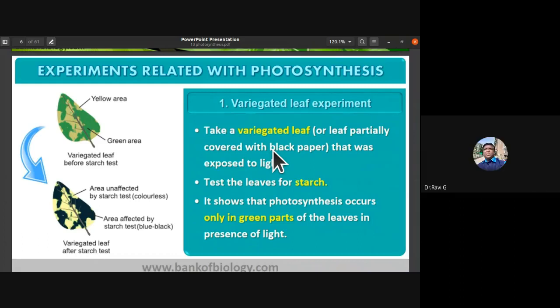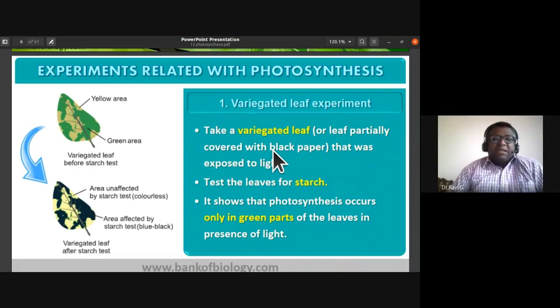So this variegated leaf experiment is there. Take a variegated leaf, any variegated leaf like coleus or croton, or a leaf partially covered with black paper. If you don't have any variegated leaf, you cover the leaf partly with black paper and expose it to light. Test the leaves after 1 hour or 2 hours of exposure to light. Test the leaves for starch. It shows that photosynthesis occurs only in green parts of the plants in presence of light. So what is the test for starch? Iodine test.